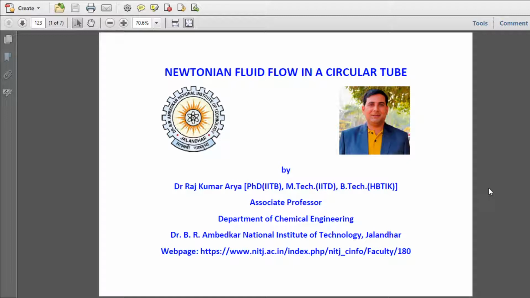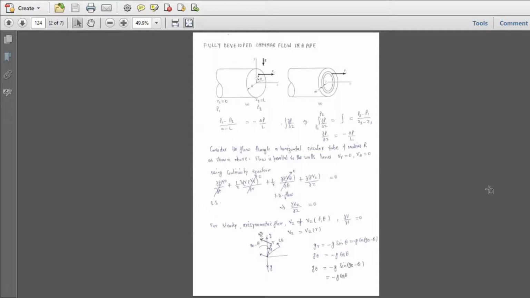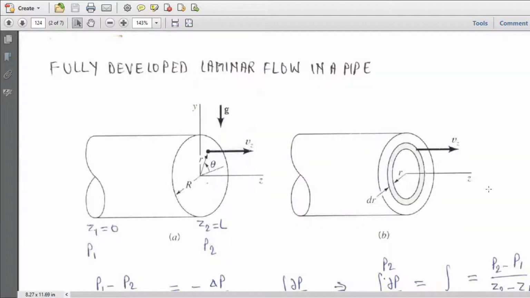Today I am going to explain Newtonian fluid flow in a circular tube. So the flow is being considered fully developed laminar flow in a pipe.